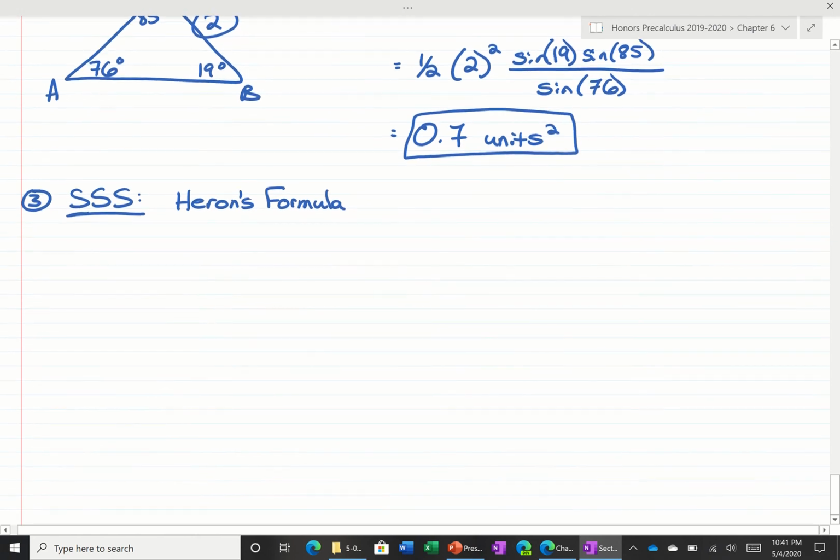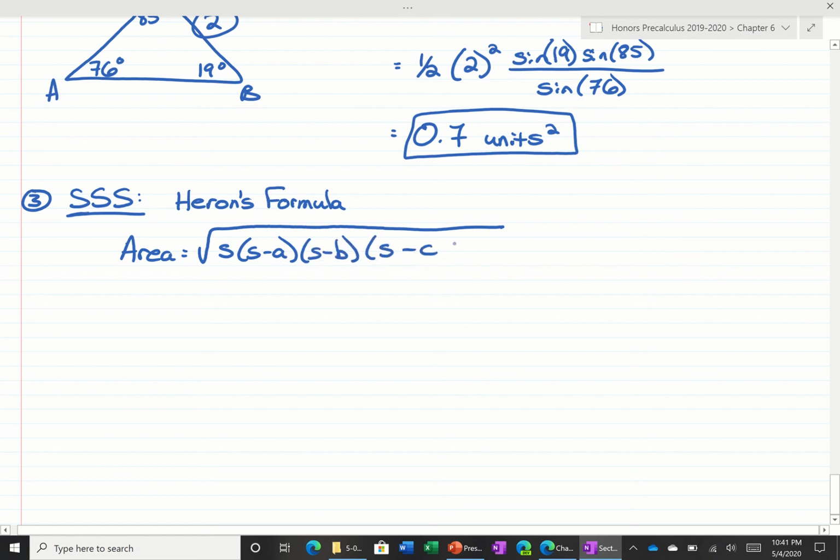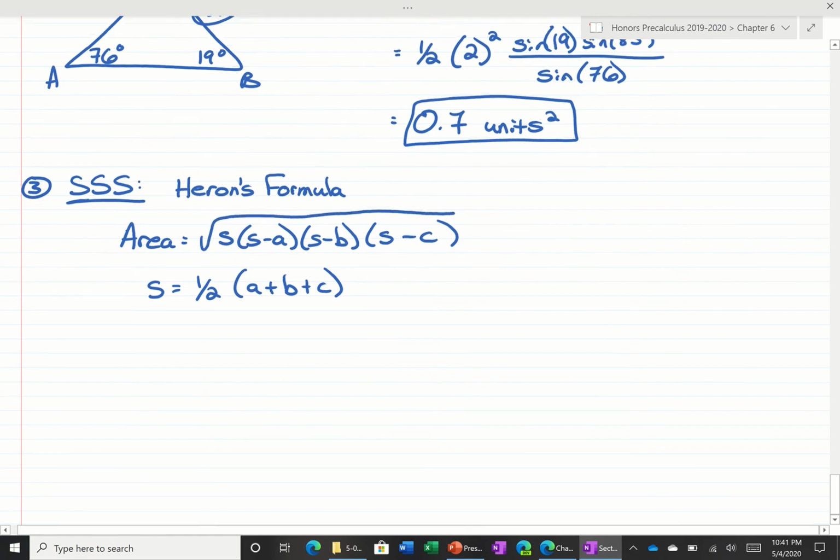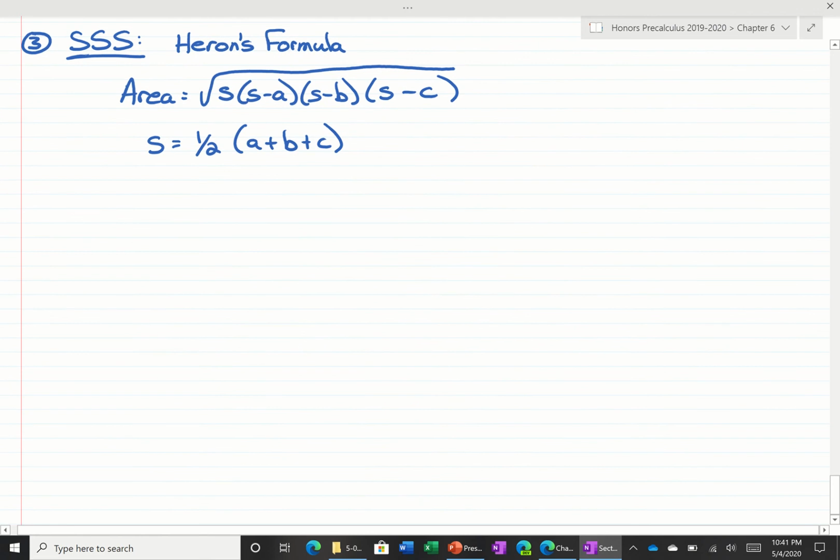And what Heron discovered was that the area of a triangle with three sides is equal to the square root of s times s minus a times s minus b times s minus c, where s is equal to 1/2 of the sum of all three sides. So that's our area. So what we have to do first is find s, and then plug it into that formula. I'll show you an example.